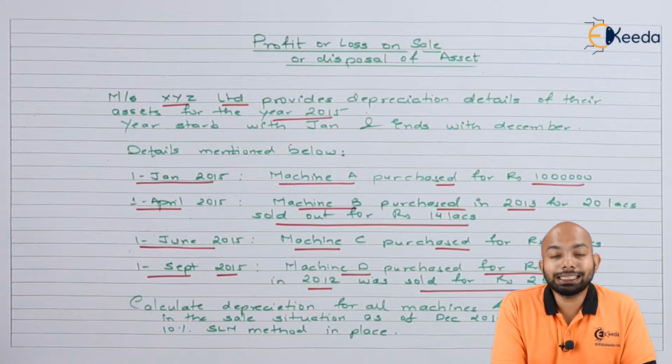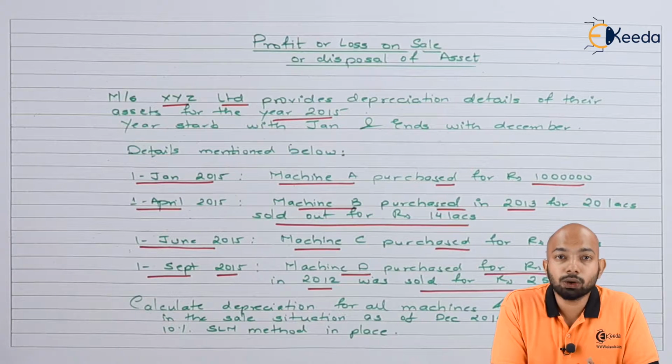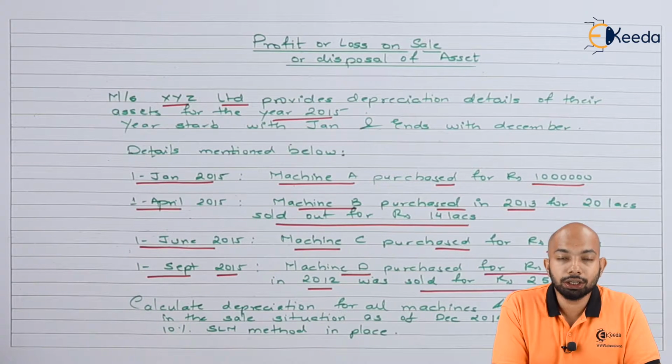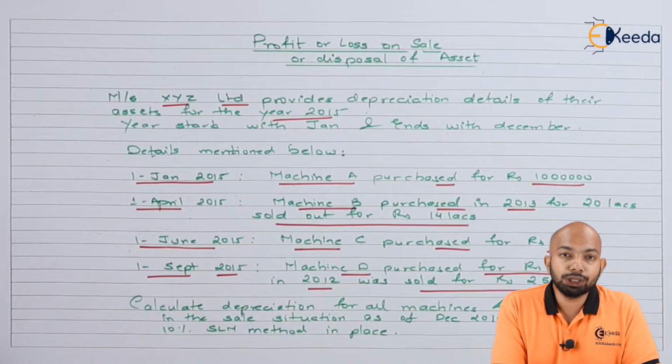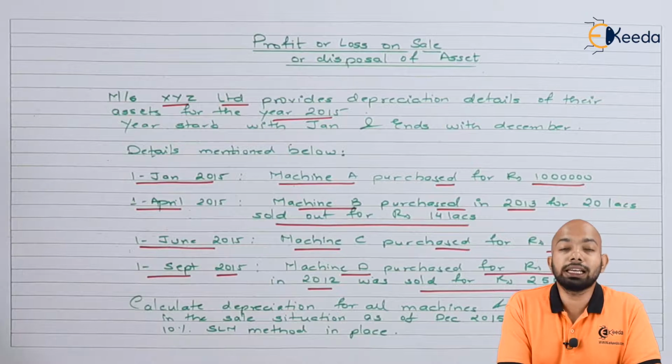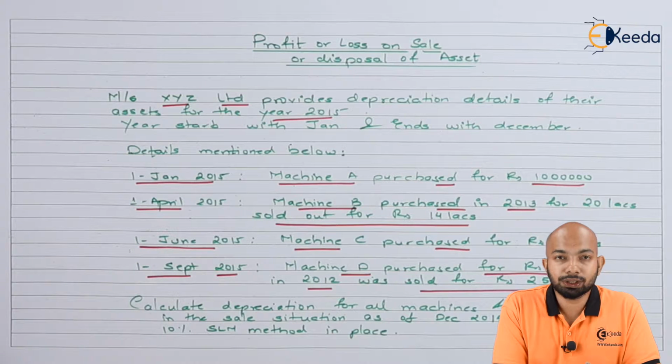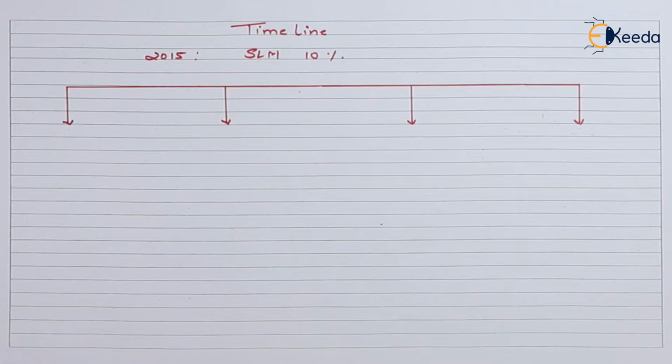Now we have to calculate the depreciation for all these details, all these machineries that have been provided here. We have to calculate the profit and loss situation in every sale transaction. And the third thing that they have mentioned in this question is that the depreciation method being followed is SLM method at the rate of 10% depreciation per year. So this is how you have to calculate the depreciation further. Now let's go ahead with the timeline and then we'll start with the working and final procedure of it. Let's start with it.